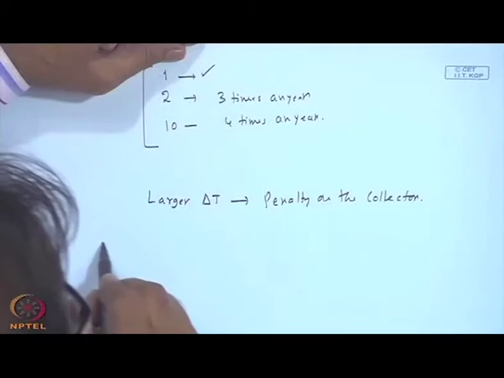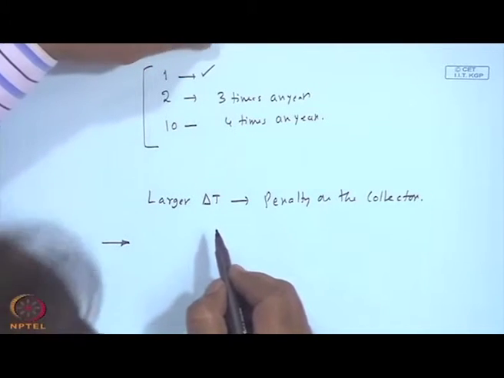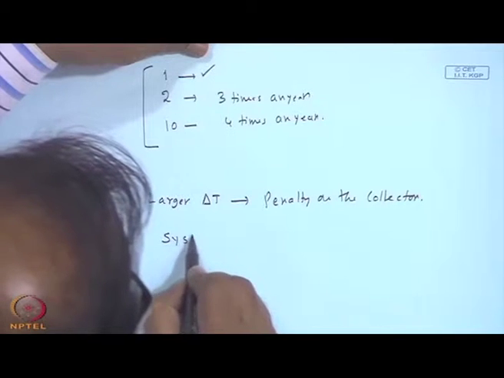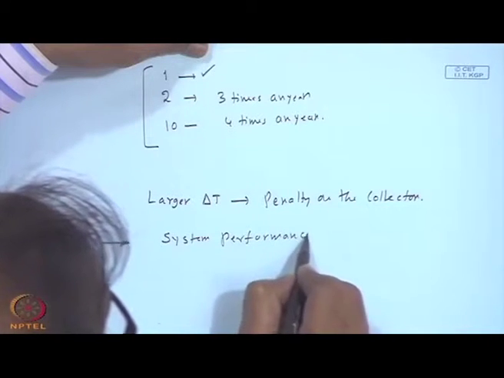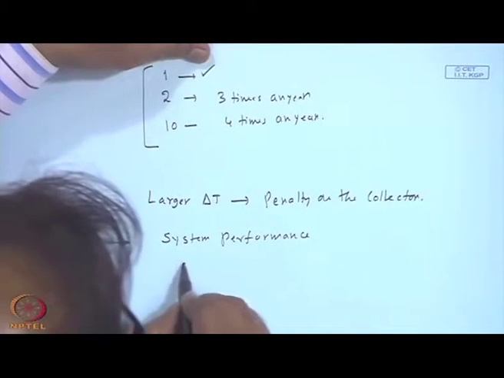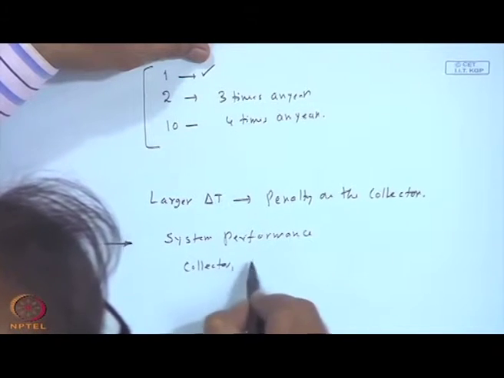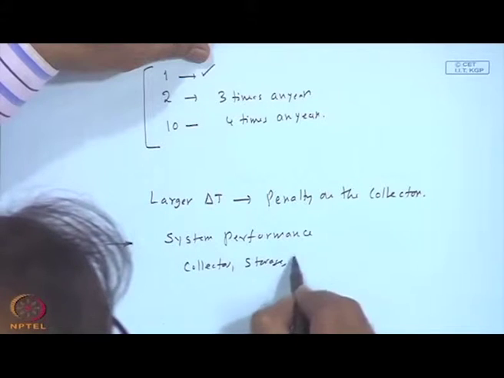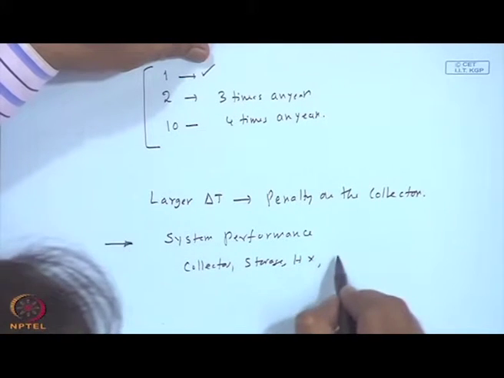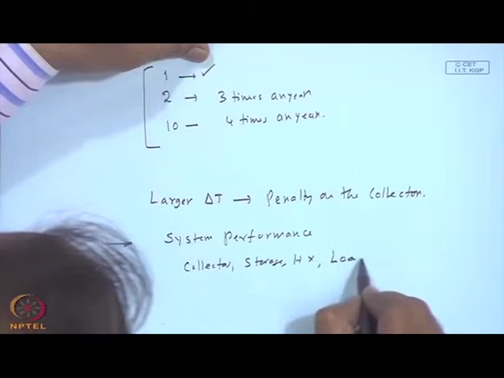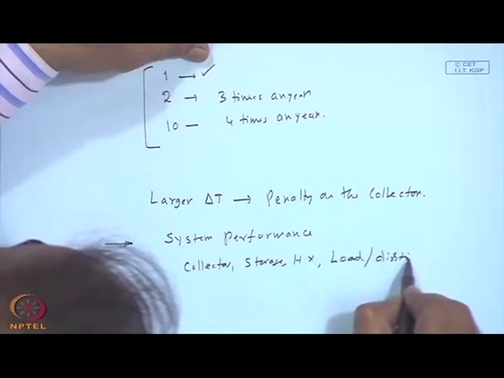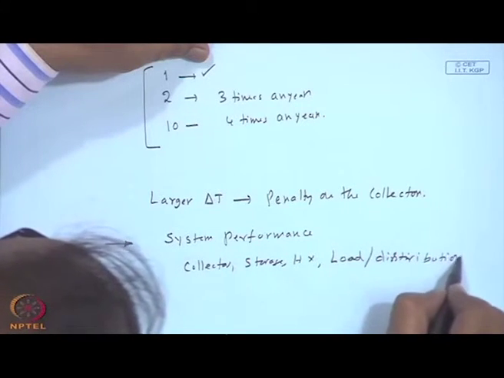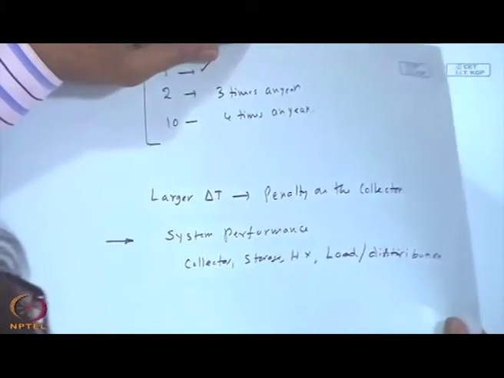So, now if you really want to summarize, we want a system performance which includes all the components like collector, storage, heat exchangers, and interestingly load and its distribution. This does not come explicitly in the curves I have described, but I shall illustrate this fact.